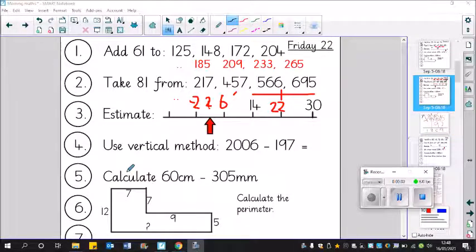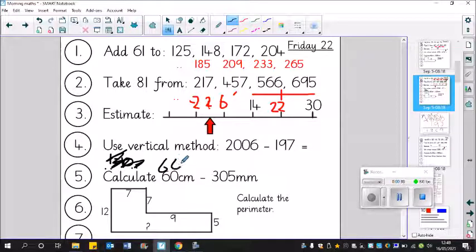And here we are with question number 5. Calculate 6 centimeters, take away 305 millimeters. Now 6, did I say 6 or 60? Anyway, 60 centimeters. Well, 1 centimeter equals 10 millimeters. Okay, 1 centimeter equals 10 millimeters. All right, so that looks a bit weird. So therefore 6 centimeters equals 60 millimeters, and 60 centimeters equals 600 millimeters.